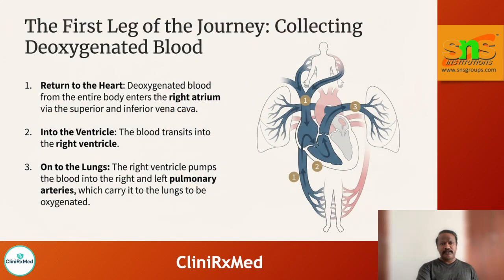Let's trace the first leg of the journey. Deoxygenated blood returns from the body via the superior and inferior vena cava into the right atrium. It transits into the right ventricle, which then pumps it into the pulmonary arteries leading to the lungs. The superior vena cava drains blood from the head, neck and arms, while the inferior vena cava brings blood up from the lower body and the trunk. They both empty into the right atrium, which acts as a receiving chamber.